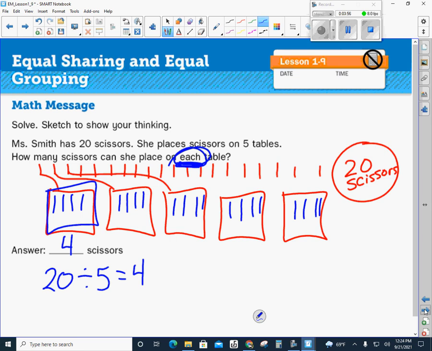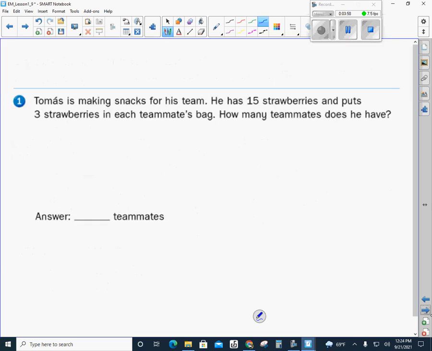All right, so now let's go to the next problem. Problem number 1, still on page 18. It says that Thomas is making snacks for his team. He has 15 strawberries and puts 3 strawberries in each teammate's bag. How many teammates does he have? So go ahead and pause the video and see if you can draw a picture that goes along with this story.